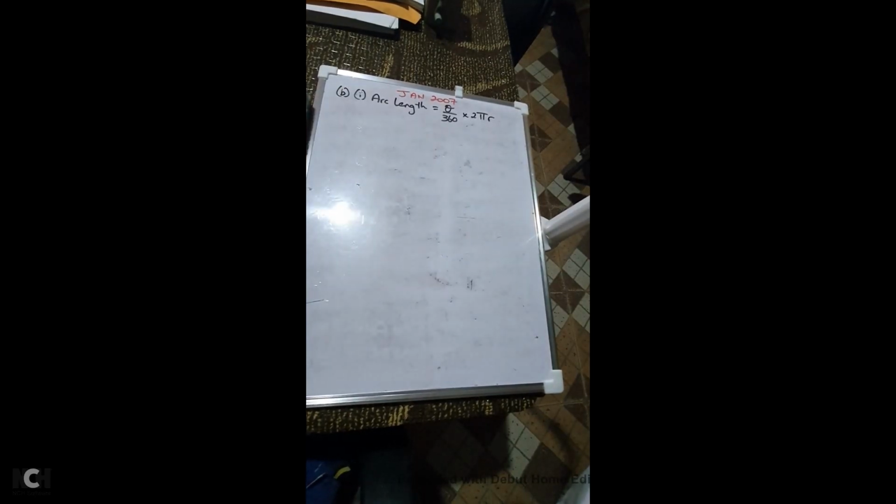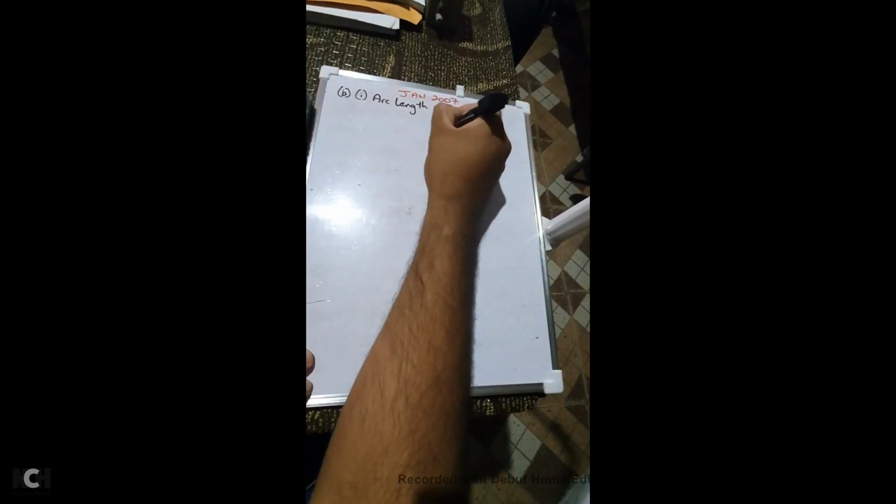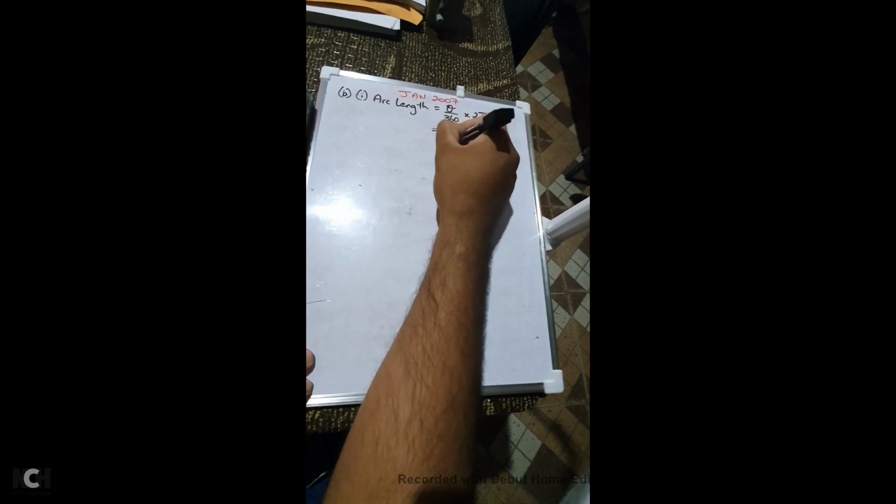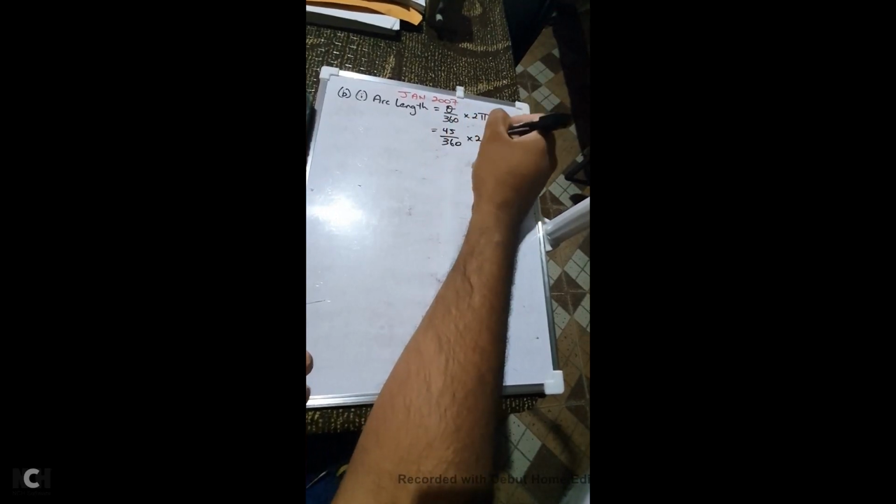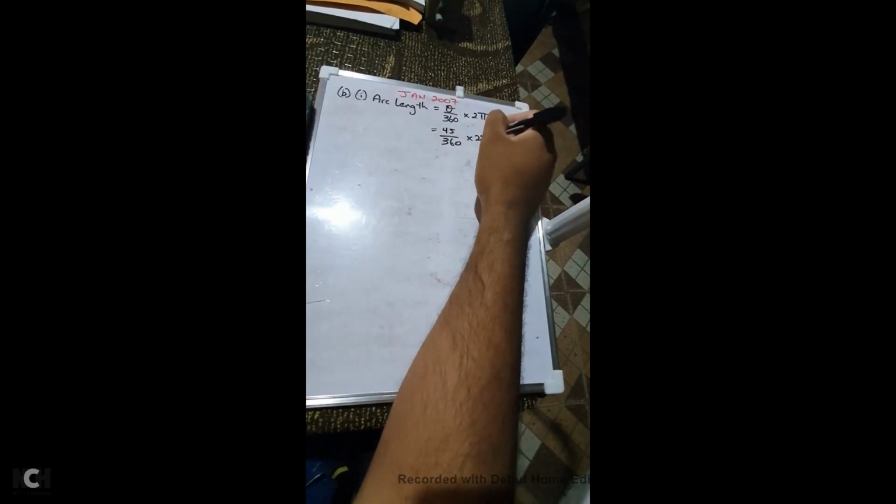So in part B, we are asked to find the length of the minor arc MN, right? So that's this piece here. This is an arc here, okay? And the formula for that, we know the arc length is theta over 360 by 2 pi r. Theta represents the angle, and in this case, the angle is 45 degrees. So it's 45 over 360 multiplied by 2 multiplied by pi.